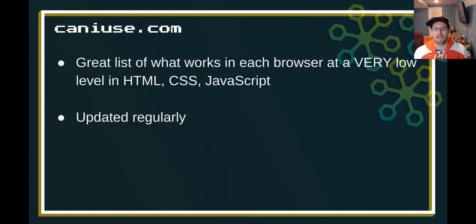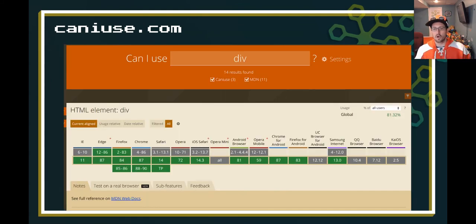So caniuse.com is a great list of what works in each browser at a very low level in HTML, CSS, and JavaScript. It's updated regularly, shows you the support tables for all kinds of things across these different platforms. It even has some less common items mentioned there, right? So we have QQ browser, Baidu, Samsung Internet, things that you might not immediately think of with the big five as far as Edge, Firefox, Chrome, Safari, Opera is still in that group.